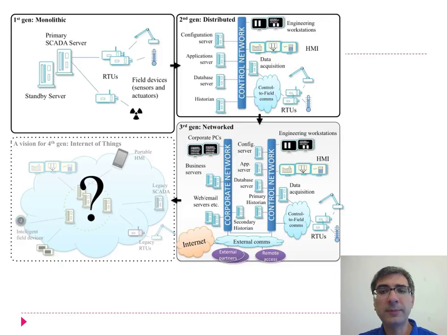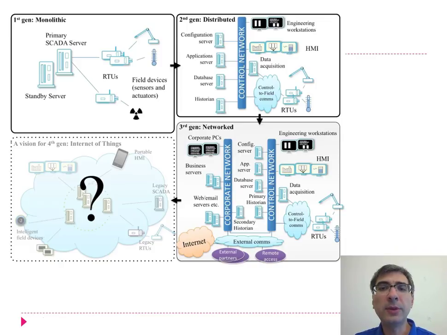The different types of SCADA systems have evolved over the years, naturally. At the very beginning, the first ones were what we now call the first generation of monolithic SCADA systems. These monolithic SCADA systems would have a primary SCADA server, perhaps a standby server to kick in if the first one failed. This SCADA server would be linked directly with the RTUs. The RTUs, of course, would be linked to the sensors and actuators, to the field devices.